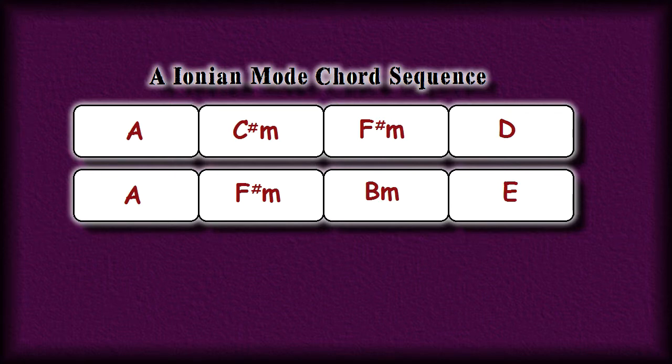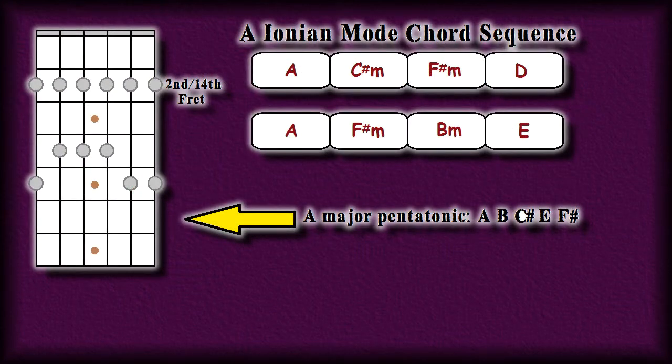And the natural choice of scale to play over that would be the A major pentatonic, which you can see here on the left. And that contains the notes of A, B, C sharp, E and F sharp. But if you want to step things up a little bit and start playing lead guitar with something more modal, we need to investigate a bit further.